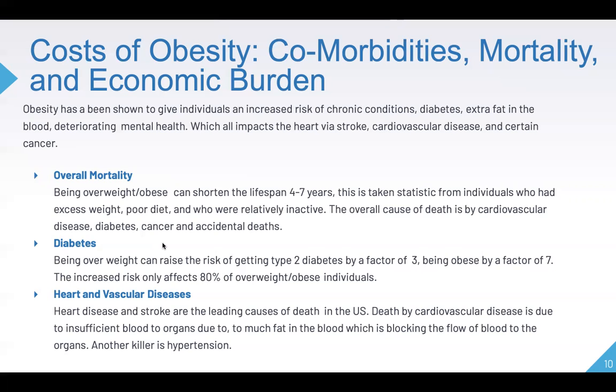Heart disease and stroke are the leading cause of death in the United States. Death by cardiovascular disease is due to insufficient blood to organs due to too much fat, which is blocking the flow of blood to the organs. Another killer is hypertension.